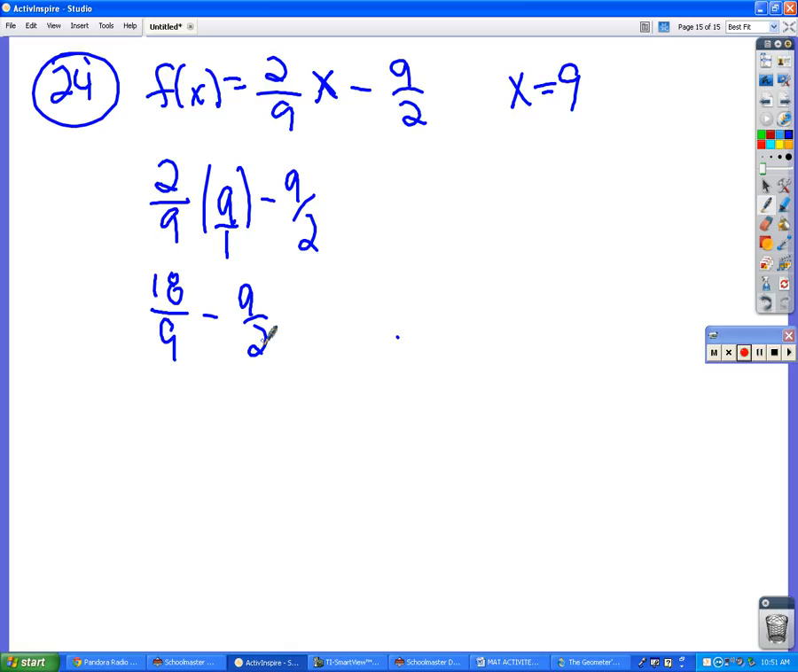Okay, so you're good now? Okay, so 18 over 9 reduces to 2 minus 9 halves. What's 9 halves as a decimal? 4.5. So if we go 2 minus 4.5, you get a final answer of -2. How did I get -16? You added. I don't know how you would have come up with that. Hard to say. Okay, what else?